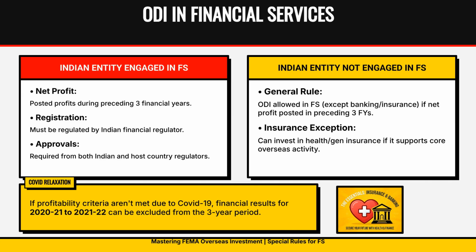FEMA imposes additional safeguards when overseas investment involves financial services activities. If the Indian entity itself is engaged in financial services, it must have earned profits during the preceding 3 financial years, be regulated by an Indian financial regulator, and obtain required approvals from both Indian and foreign regulators. If the Indian entity is not engaged in financial services, investment is generally permitted except in banking and insurance, subject to profitability conditions. FEMA also introduced a COVID-related relaxation, allowing certain years affected by the pandemic to be ignored while evaluating the 3-year profitability requirement.